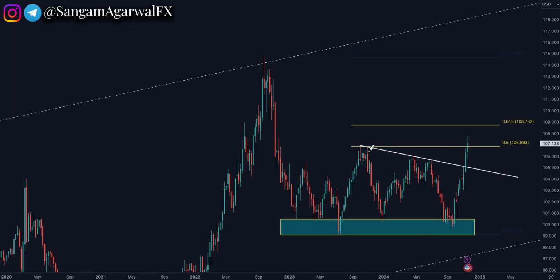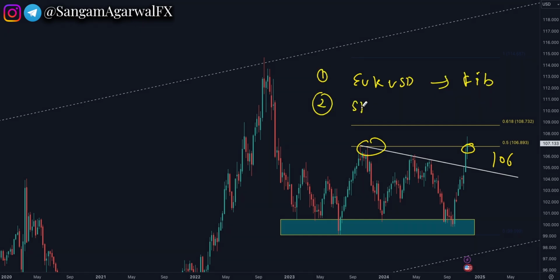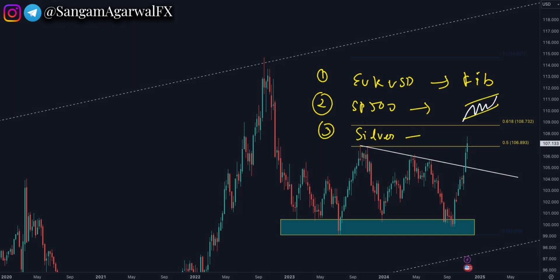Back to the dollar index weekly chart. Price testing big resistance at 106. Euro USD testing a big fib zone. SP 500 testing the parallel channel trend line. Silver making a clear trend line where retracement is a selling opportunity.